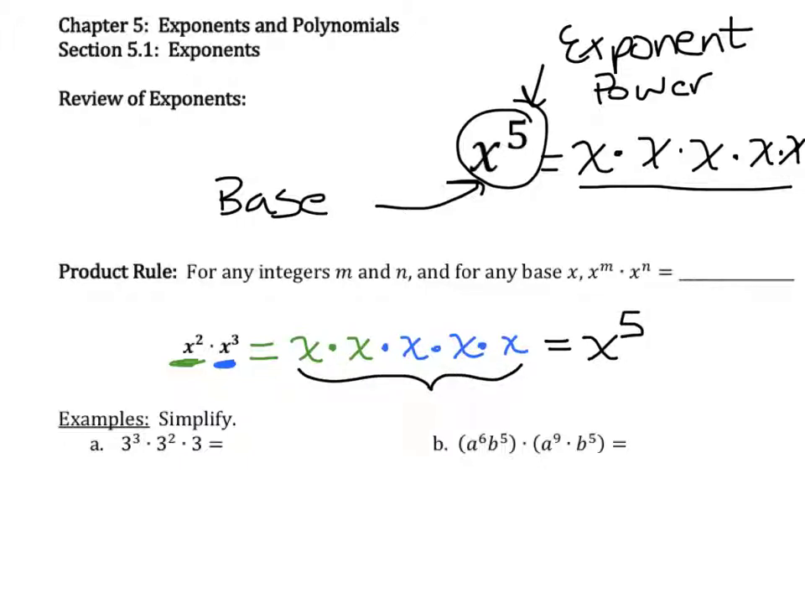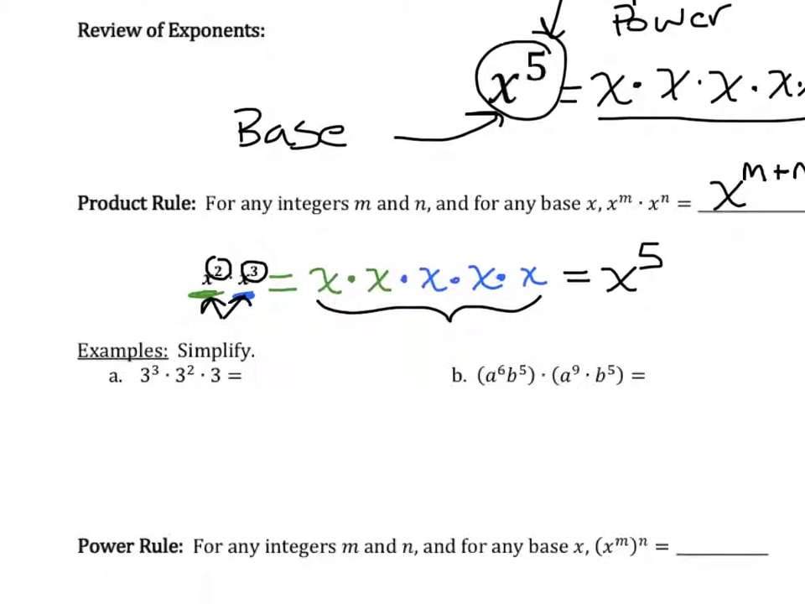All right, notice the 5 is the same thing as this 2 right here, plus that 3. And so as long as our bases are the same and we're doing a multiplication, if we want to simplify, all we have to do is add our exponents. So x to the m times x to the n is x to the m plus n. Add those exponents together. All right.